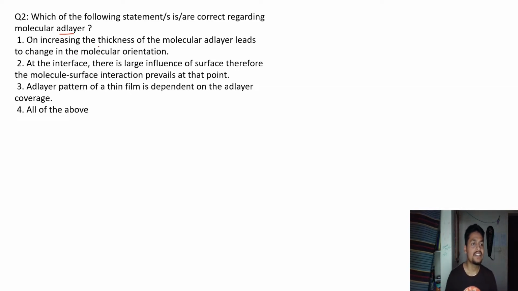Increasing the thickness of the molecular ad layer leads to change in the molecular orientation. This is the first option they are saying. At the interface, there is large influence of the surface. Therefore, the molecule-surface interaction prevails at that point. Ad layer pattern of a thin film is dependent on the ad layer coverage, and all of the above.